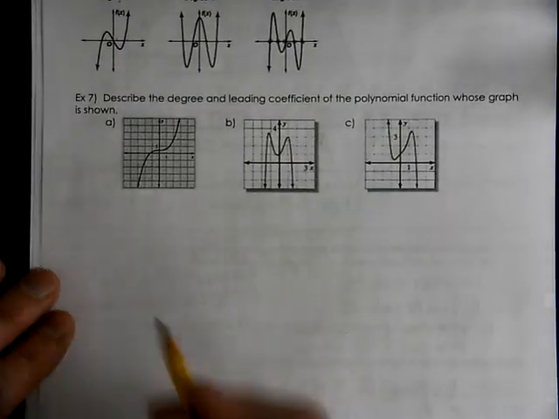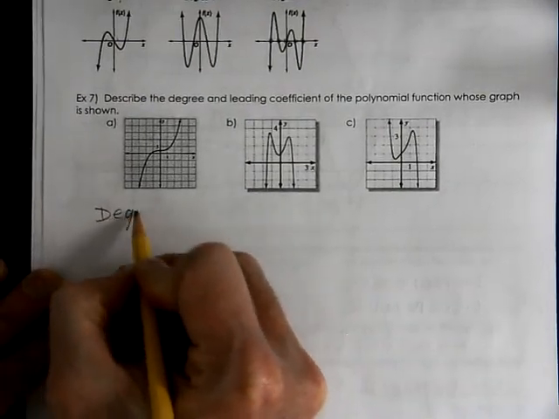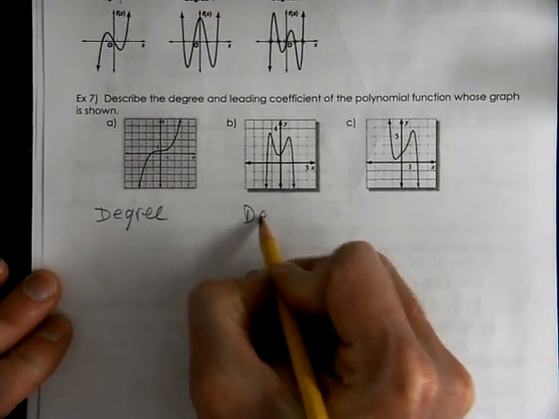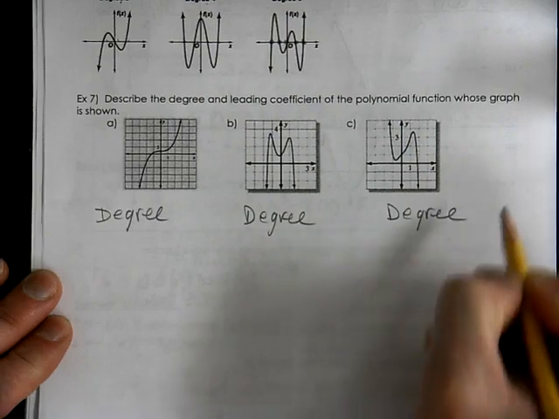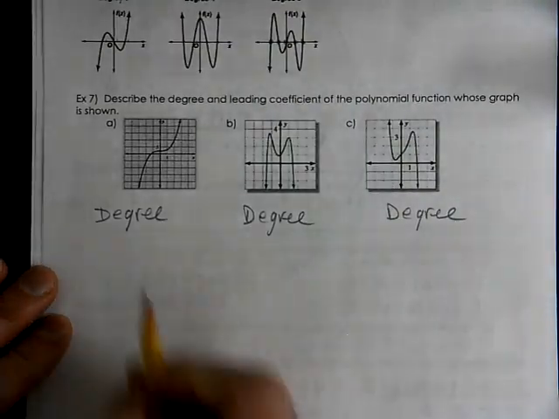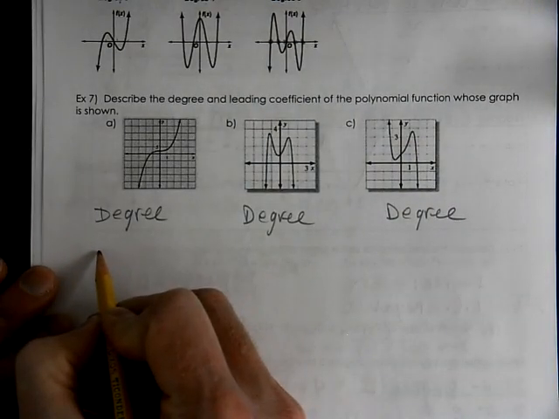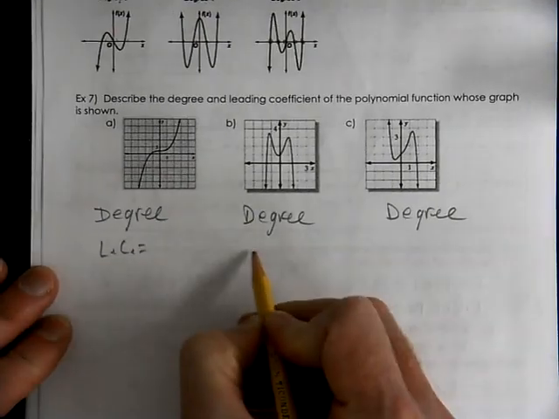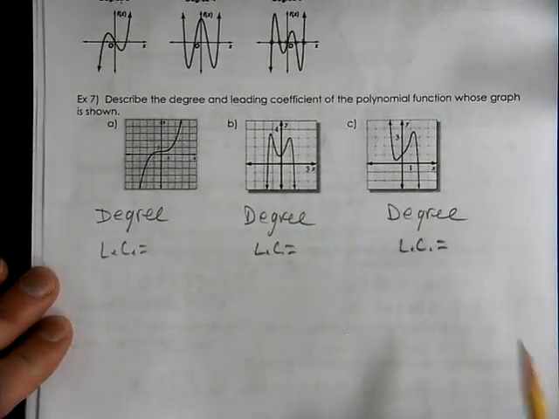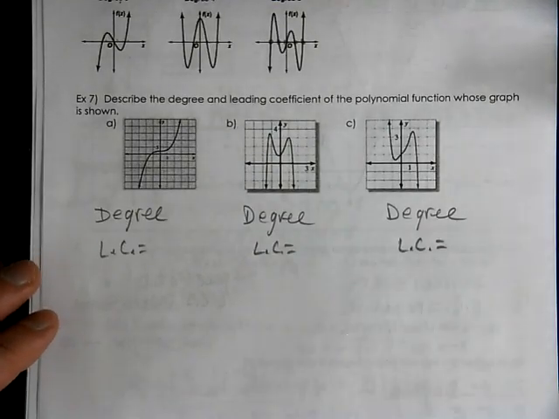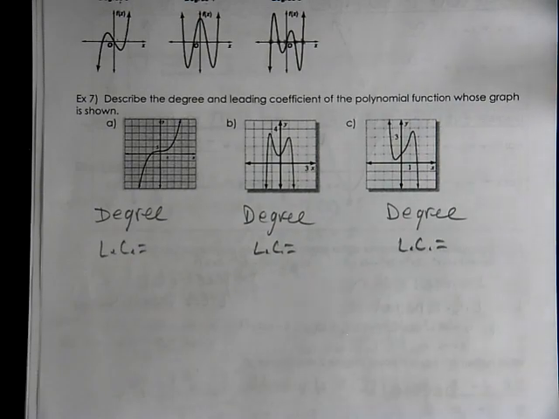Okay, you go ahead and determine what your degree is for each of these. Are they even? Are they odd? The number doesn't matter. Not looking for the number. And what's the leading coefficient? You can pause the video, work through these, and we'll come back and do them.